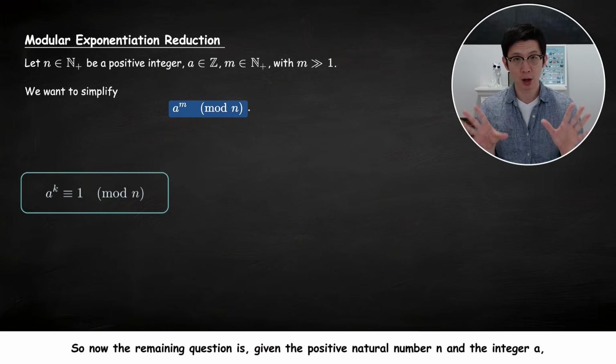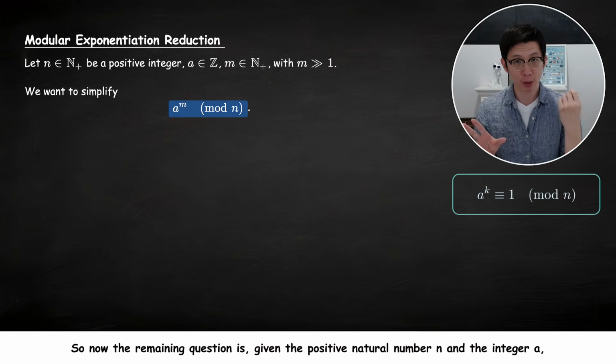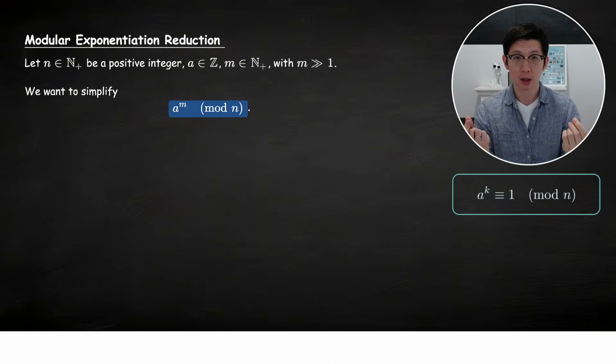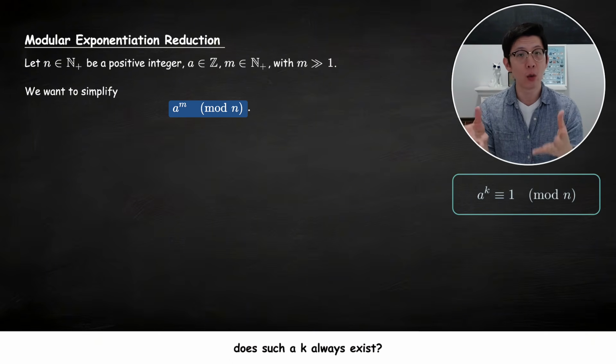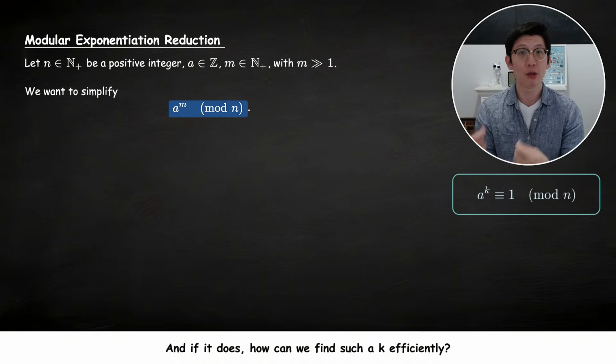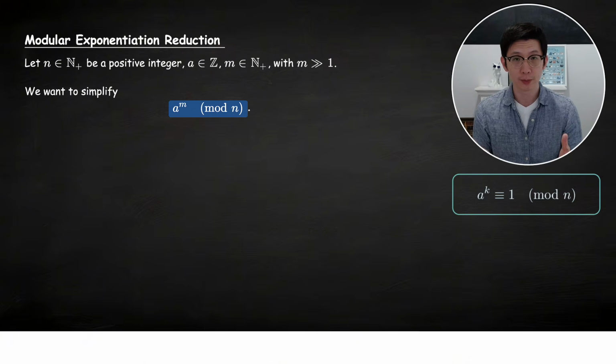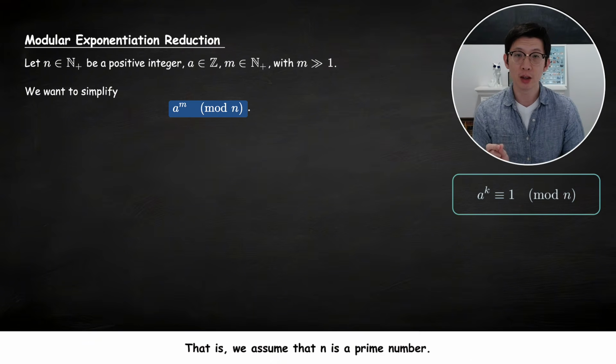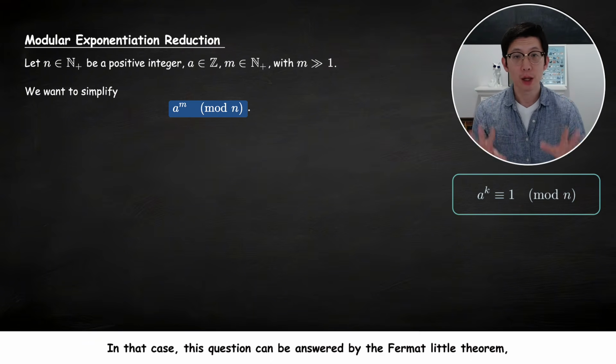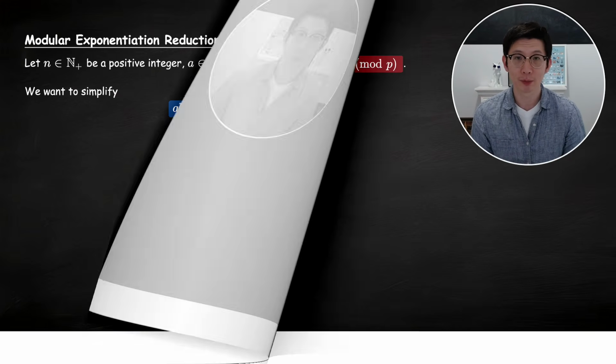So now the remaining question is, given the positive natural number n and the integer a, does such a k always exist? And if it does, how can we find such a k efficiently? In the rest of this section, we will restrict ourselves to a specific case that is relatively easier. That is, we assume that n is a prime number. In that case, this question can be answered by the Fermat theorem, which states the following.